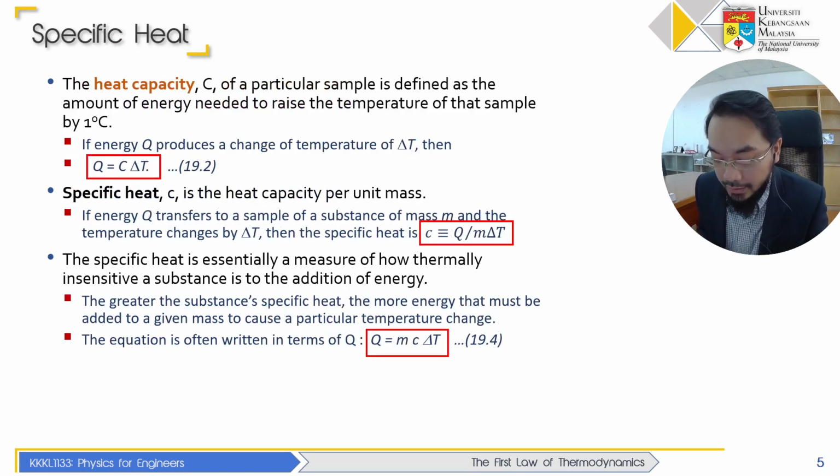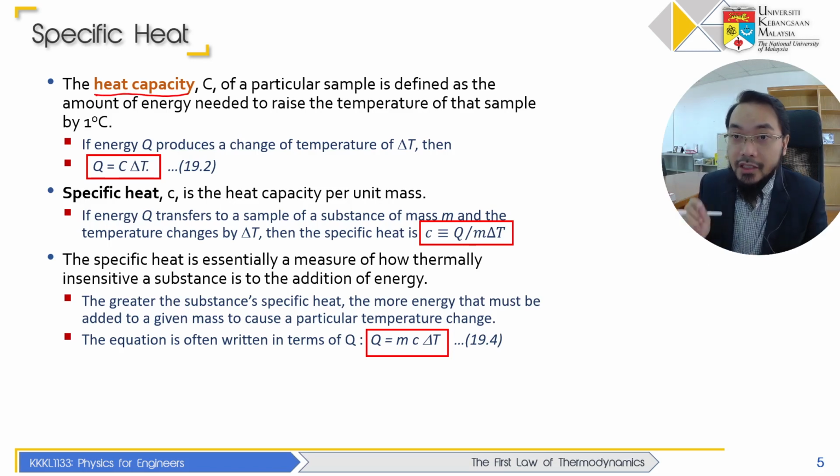Now, talking about heat, we can have what we call the specific heat or the heat capacity, capital C, of a particular sample, which is defined as the amount of energy needed to raise the temperature of that sample by 1 degree Celsius. If energy Q produces a change of temperature of delta T, then Q is equal to C delta T. Specific heat, on the other hand, is the heat capacity per unit mass. So I believe most of you are familiar with this equation here, whereby small c is equivalent to Q, heat, over mass times delta T.